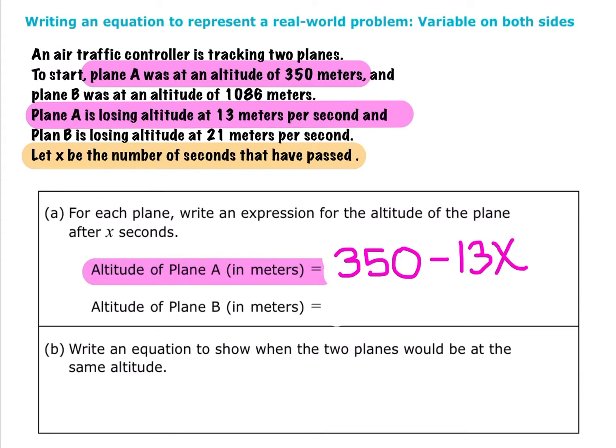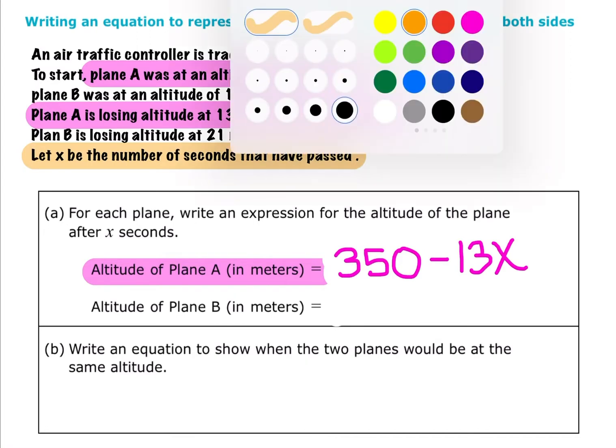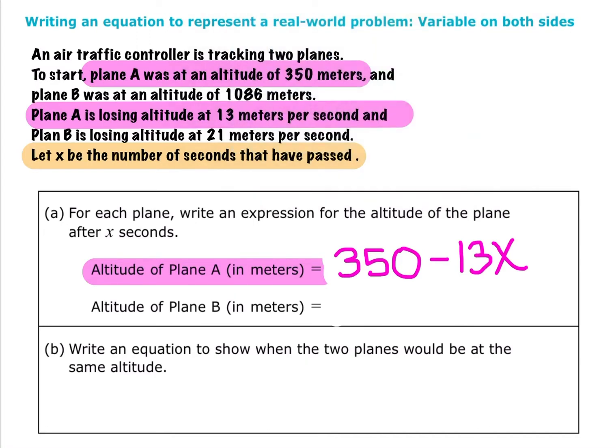Now let's take a look at plane B. I'm going to highlight the information about plane B in blue. So originally, plane B was at an altitude of 1,086 meters. So that's how high up in the air it is. But then it began losing altitude at 21 meters every second. So 1 second goes by and it drops 21 meters. Then another second goes by and it drops another 21 meters.